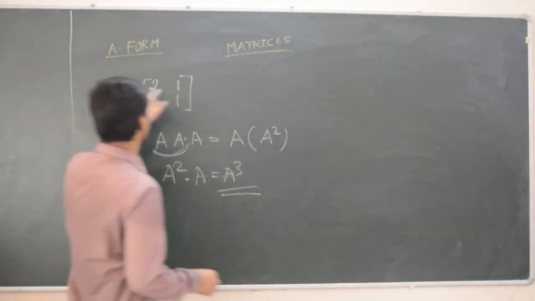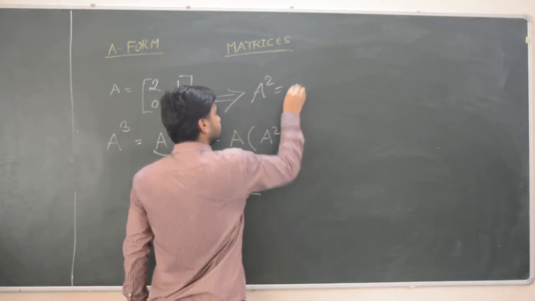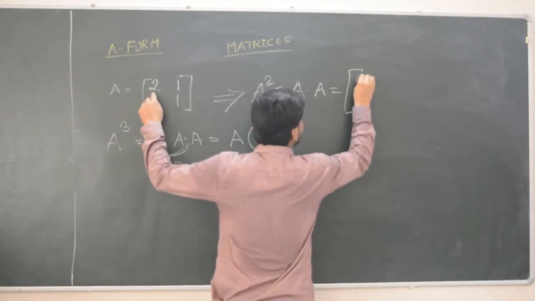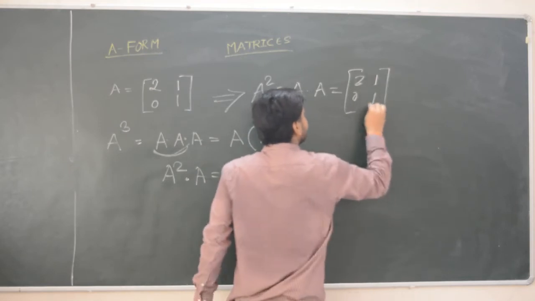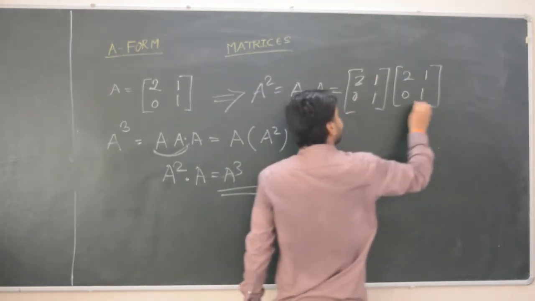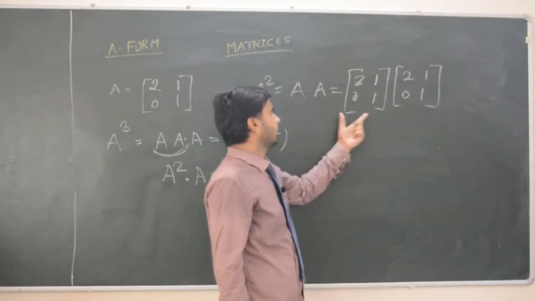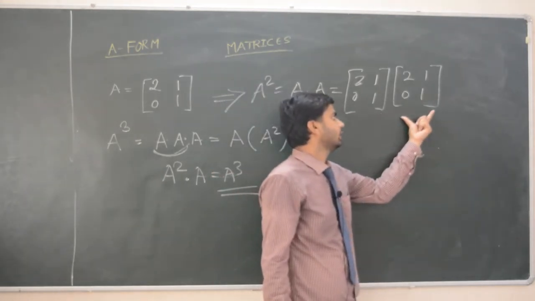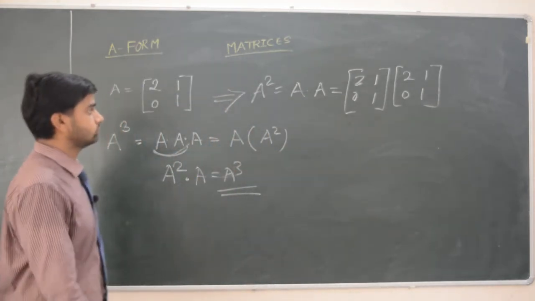Now we are going to see what A cube will be. A is [2 1; 0 1]. We are going to calculate A square, which will be A into A. Write down A, which is [2 1; 0 1], and A again, which is [2 1; 0 1]. Multiply these two matrices. Multiplication is possible because the number of columns in the first matrix is equal to the number of rows in the second matrix. That is why matrix multiplication is possible in this case.